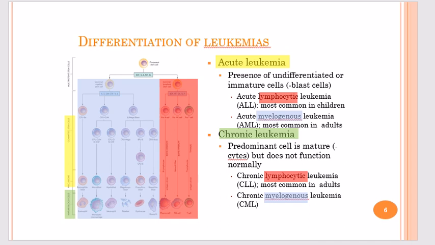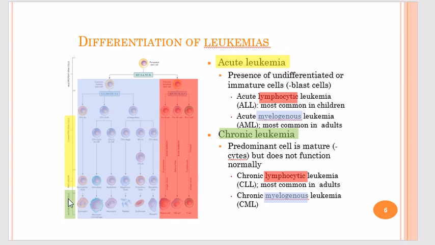Okay, let's move back to talking about just leukemia specifically. You can have acute lymphocytic leukemia. You can have acute myelogenous leukemia. You can have chronic lymphocytic leukemia. And you can have chronic myelogenous leukemia. Individuals that have acute leukemia have a higher number of immature or undifferentiated cells at the starting stage.